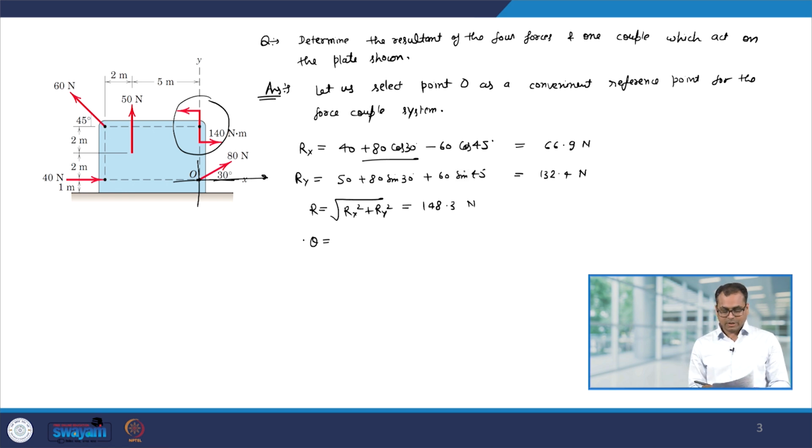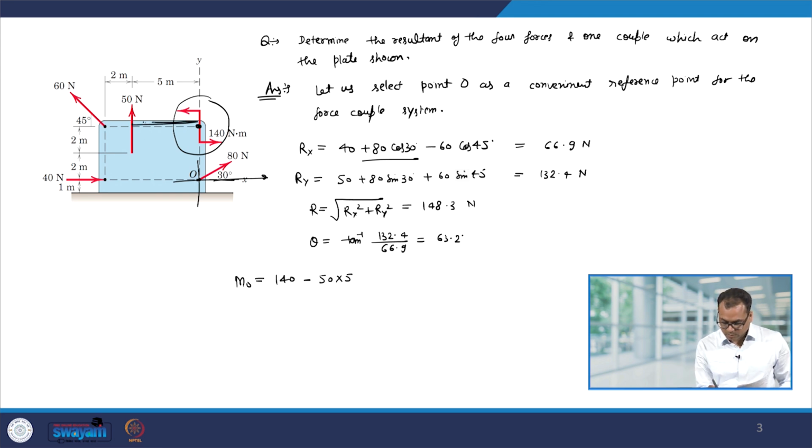Similarly, the angle that the resultant makes from the x axis will be tan inverse of Ry over Rx. So it will be 132.4 divided by 66.9, which is 63.2 degree. Now, the moment about O will be 140, because it is a couple and a free vector. Either I can place it here or I can as well take it at point O. So it will be 140 minus, now let us calculate the moment of these forces about O. It will be 50 multiplied by 5, because this distance is 5, plus 60 cos 45 degree multiplied by 4, minus 60 sin 45 degree multiplied by 7. And this you can find out, it will be minus 237 Newton meter.